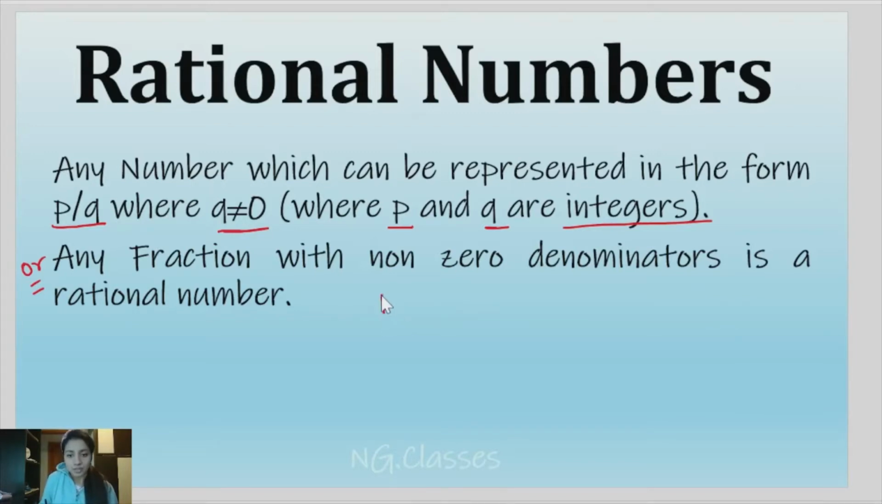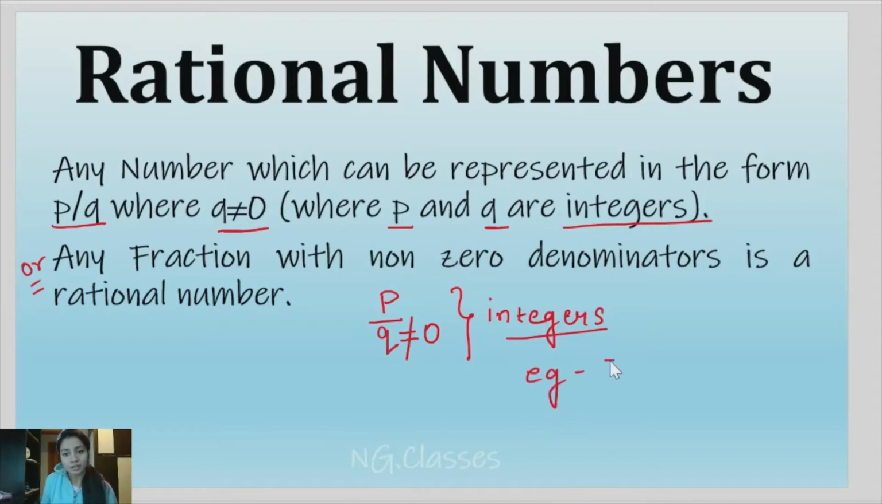So any fraction in the form p by q where q must not equal 0, the denominator will never be 0, and p and q both are integers. Such fractions are called rational numbers. Let's take a few examples. 5 by 4. Here this 5 as well as this 4 both are integers and the denominator definitely is not 0. So we can say 5 by 4 is a rational number. Similarly 2 by 3. This one is also a rational number.